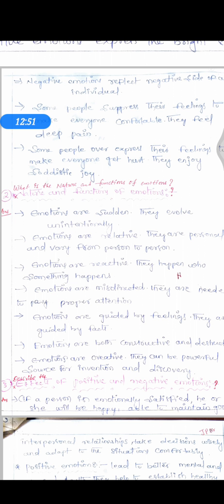They happen once something happens. Our emotions are a result of reaction to certain happenings. Emotions have no directions. It means emotions are misdirected.